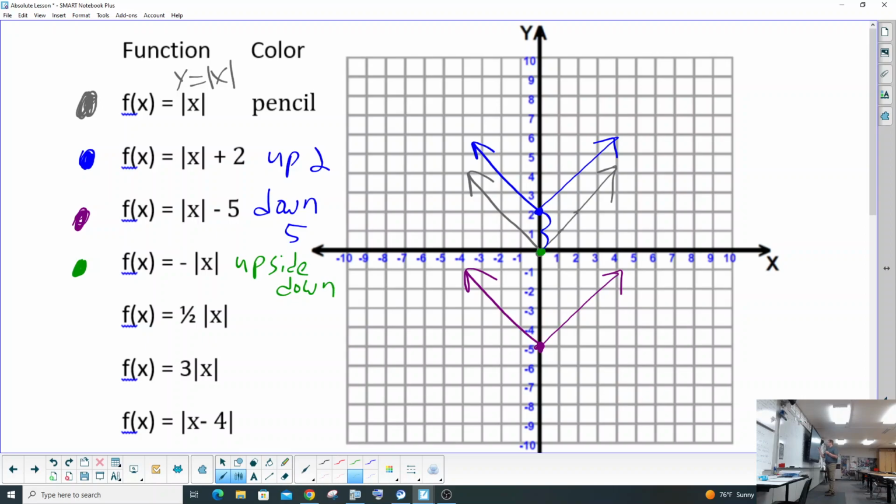So start here at 0, 0. And instead of going up and to the right, you're going to go down and to the left, down and to the left, down and to the left. So that's an upside down absolute value. Nice. Makes a cool pattern.